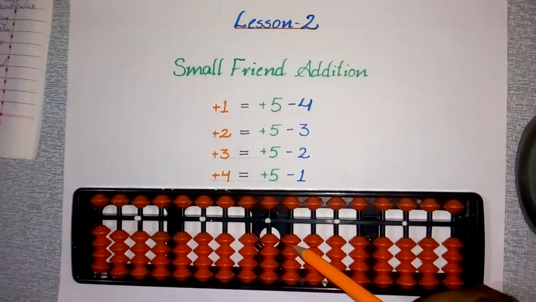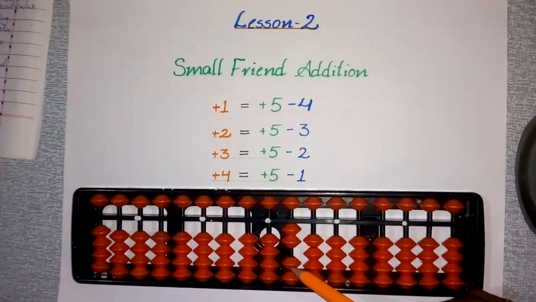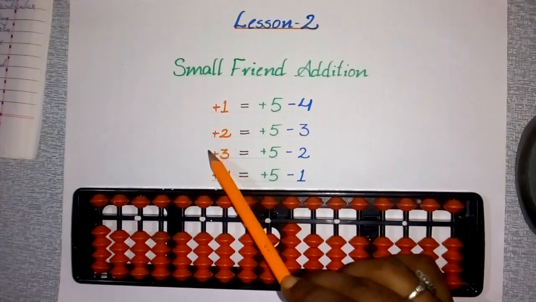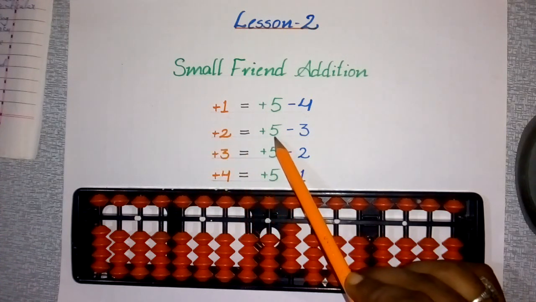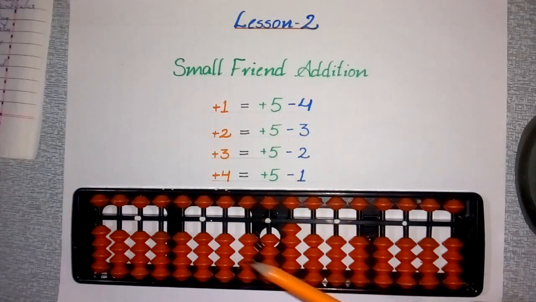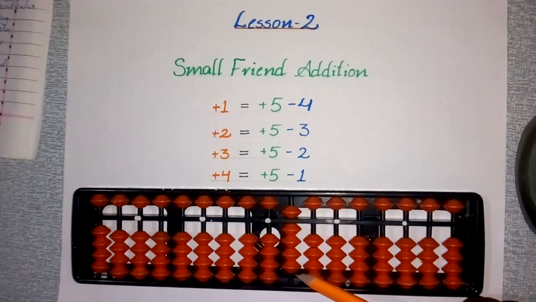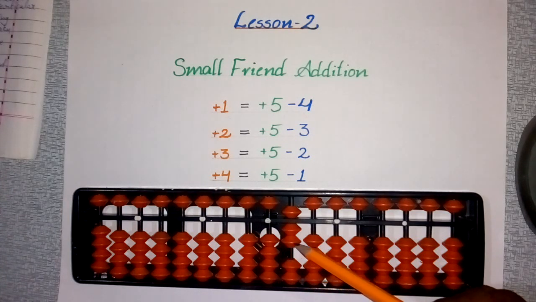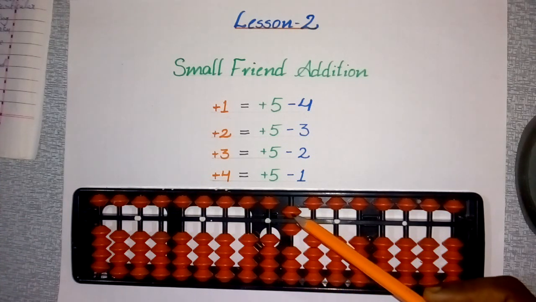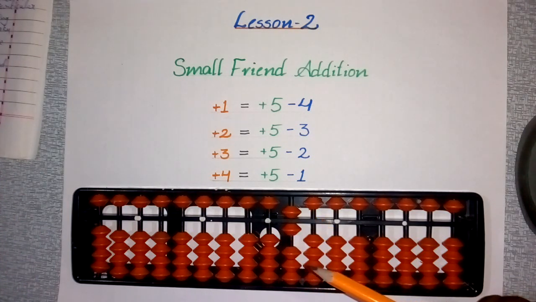Now we have to add 4 plus 2. Take 4 beads. That means 1, 2, 3, 4. Suppose we have to add plus 2, but here beads are not sufficient. Then we have to use the small friend of plus 2. That means plus 2 is equal to plus 5 minus 3. That means take plus 5 minus 3. 1, 2, 3. Then what is the answer? 5 plus 1, 6. That means 4 plus 2 is equal to 6.